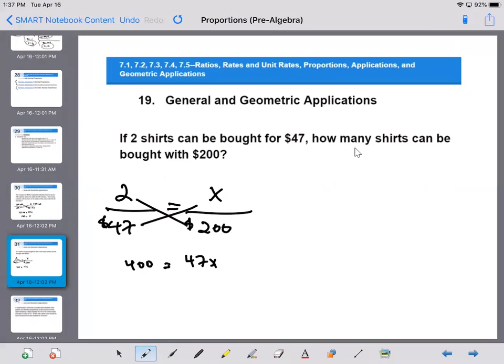how many shirts can be bought? Well, it would be at least 8. And, well, I guess we would say at most 8, because we would get 8.5. And we're not going to have half a shirt. So we'll say at most 8 shirts would work.